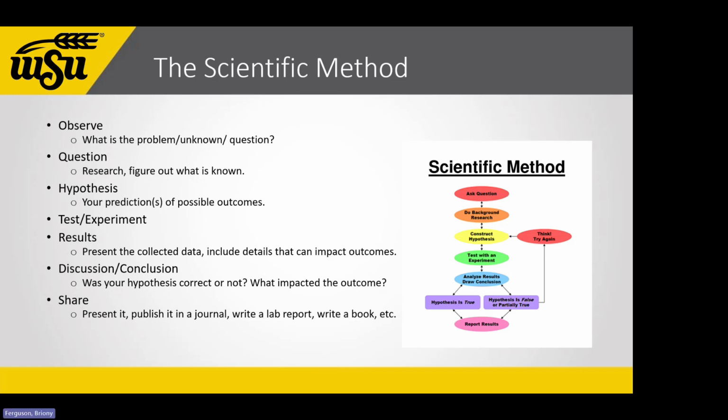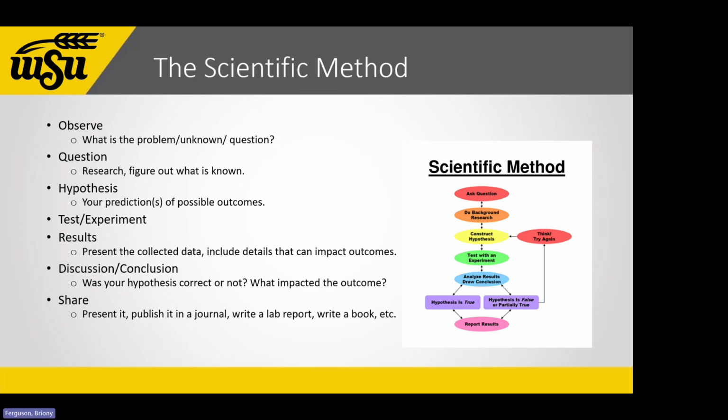But to start out, and for this class, we're going to follow this kind of pattern. You're going to observe what is the problem, what's the unknown, what's your general question. Once you have that, then you're going to question it. So you're going to do some research, figure out what you do know. Once you know what you know, you're going to form a hypothesis. So this is your prediction of possible outcomes.